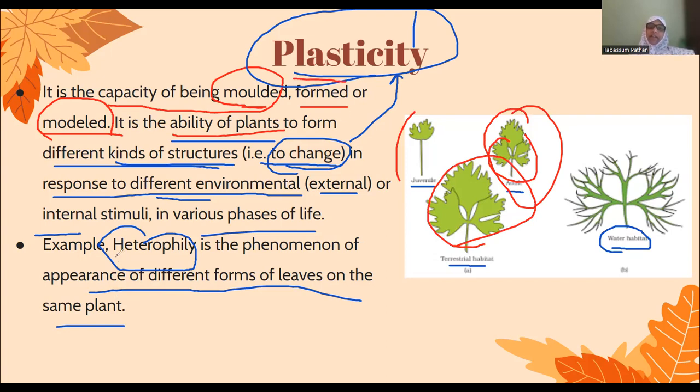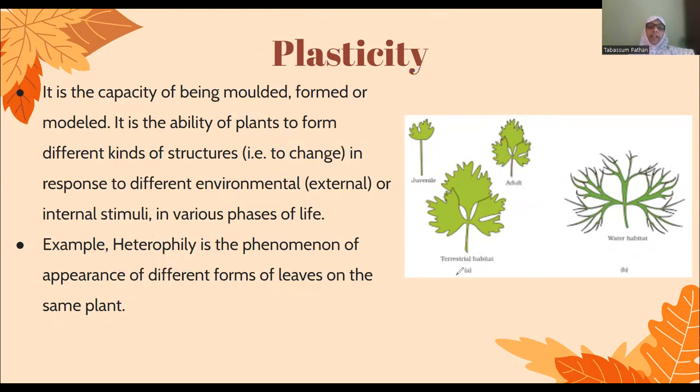One example that we discuss now is heterophily. That is the phenomenon, the process in which different forms of leaves can appear on the same plant. Okay, so some regions are actively young growing regions, so they will show this kind of leaf. Some will show the adult kind, some will show this matured type of leaf. So this comes because of the property of the plant cell, that is, they are able to change their structures to exist in different kinds of structure because of this plasticity property.